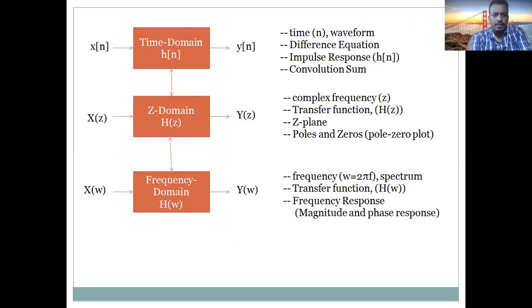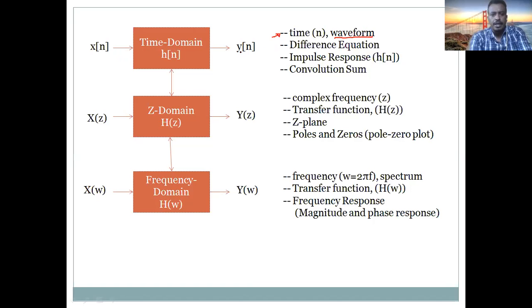First one, as you can see, is the time domain representation. It's called time domain representation of discrete time systems. So input signal x of n and output signal y of n are represented as a function of time. Our independent variable is n here. So we call it a waveform. Amplitude versus time representation of input output signals, we call it a waveform.